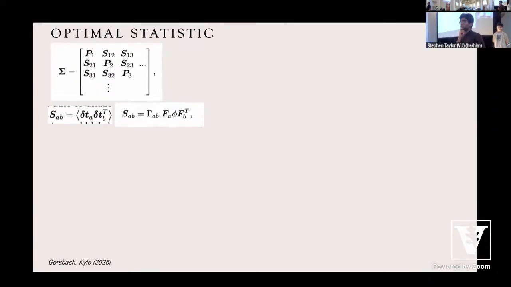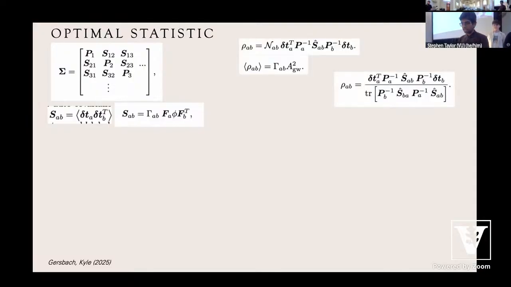According to the Wiener-Khinchin theorem, because it's an autocorrelation, because we're correlating the residuals with itself, and this is a stationary process, we can rewrite those submatrices as a power spectral density matrix in Fourier space. And as it turns out, we pull out a gamma term, which is the Hellings and Downs correlation for those pulsars. And with what Kyle had shown a week ago, you can write out the estimator for that correlation between the pulsars.